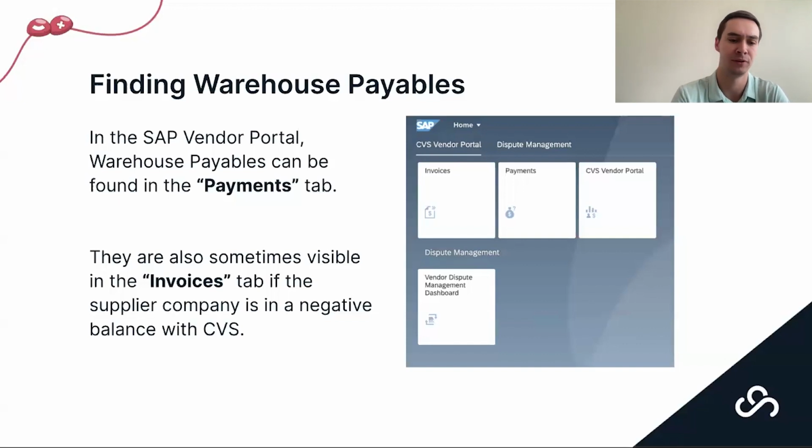Potentially some companies end up in a negative balance with CVS, so they won't see these payments transacting. They won't be getting paid and they also won't be getting deducted, so those won't show up in the payments tab. But if you're in good standing with CVS and still getting payments, all of the invoices you see in the invoice tab will be on some kind of payment tracked in the payments tab as well. So keep that in mind. These deductions can be found in both places.